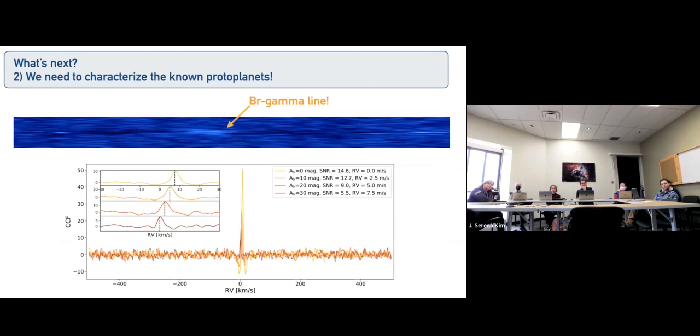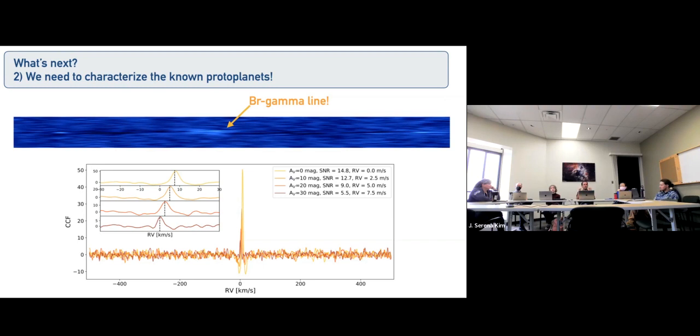Okay, and finally, the next step is, even if we have only a few protoplanets that we know of, we should characterize them as well as possible. And during the past year, we observed PDS 70b with CRIRES+ at the VLT. CRIRES+ is a slit spectrograph with a resolution of 100,000. And these are not the real data. This is another program. These are beta Pic data.